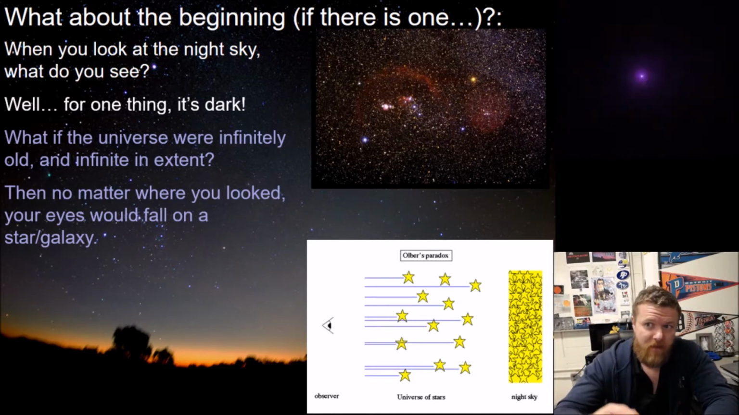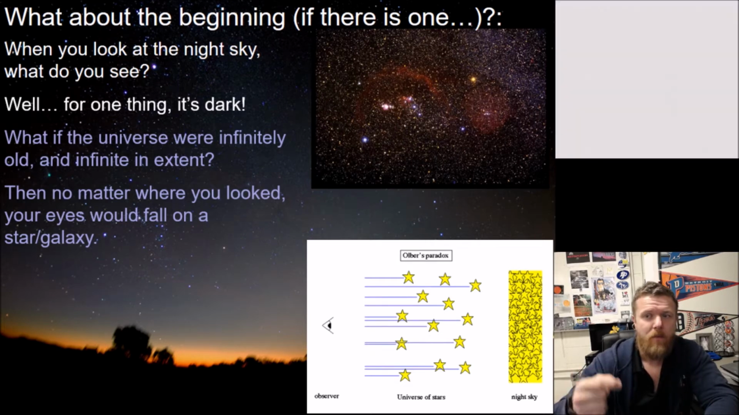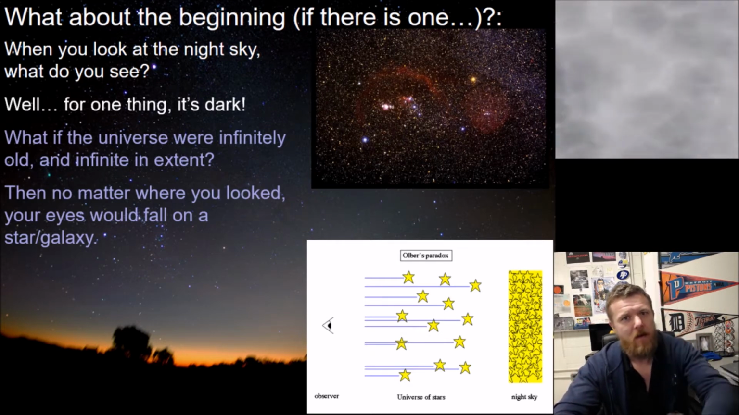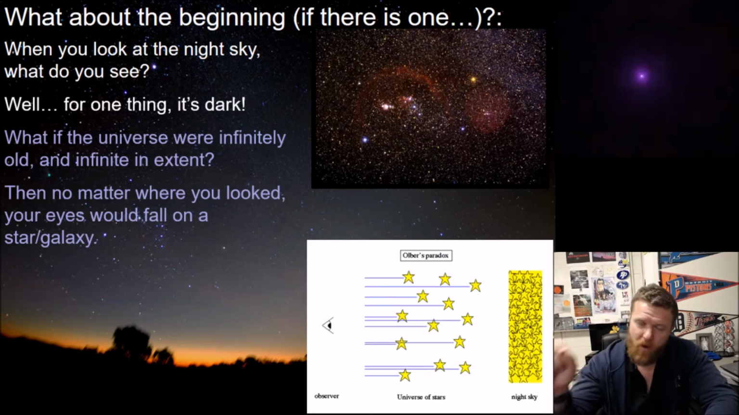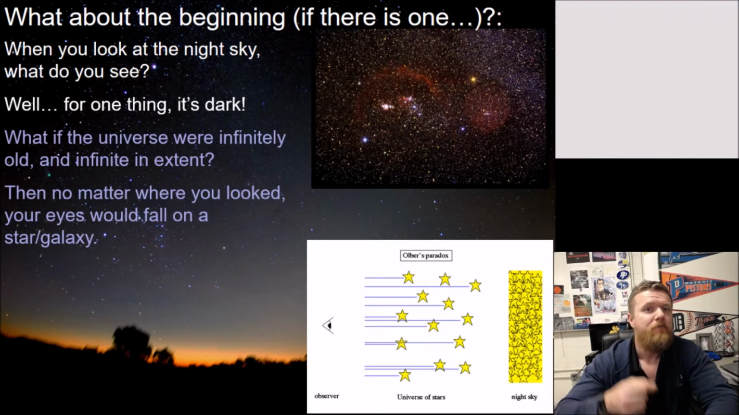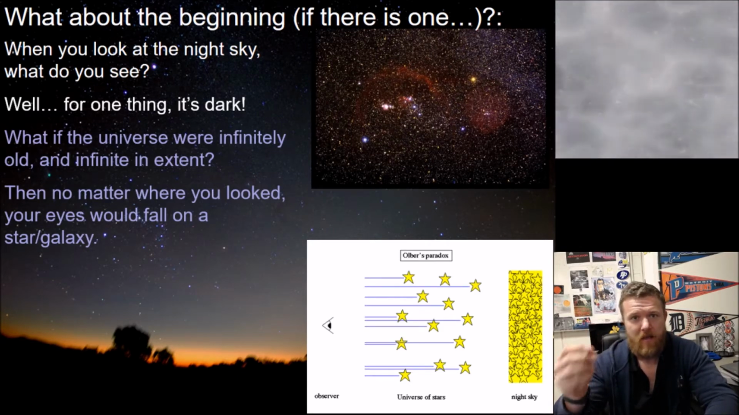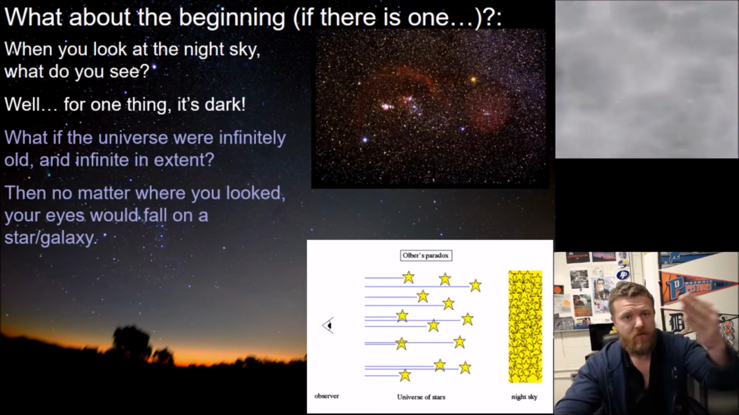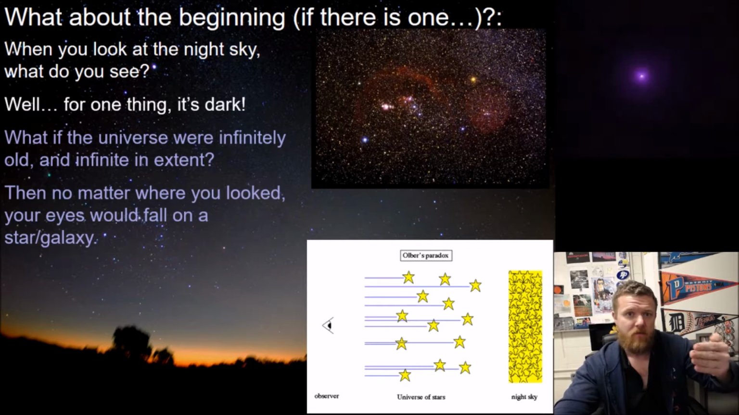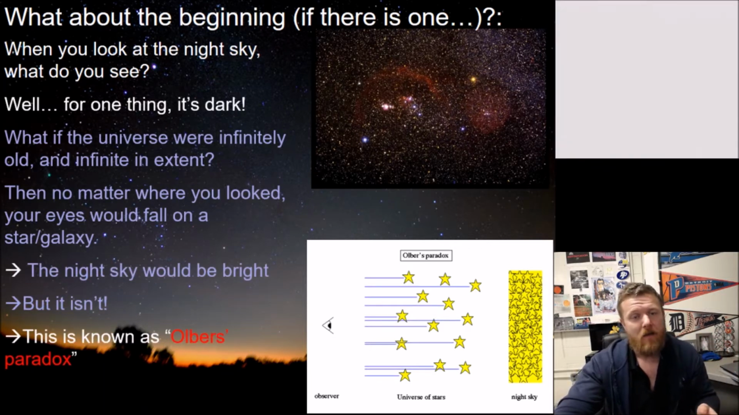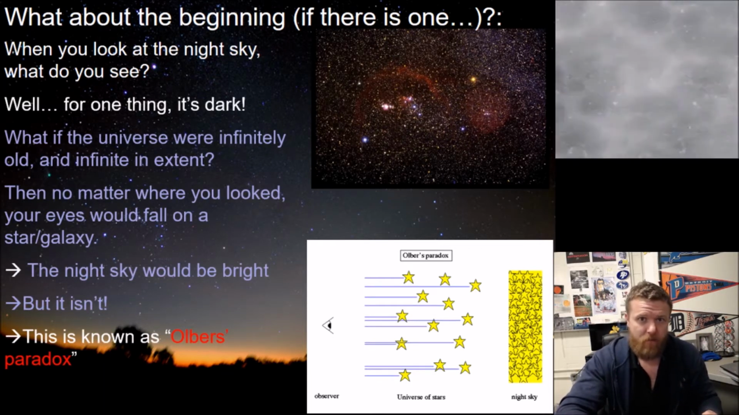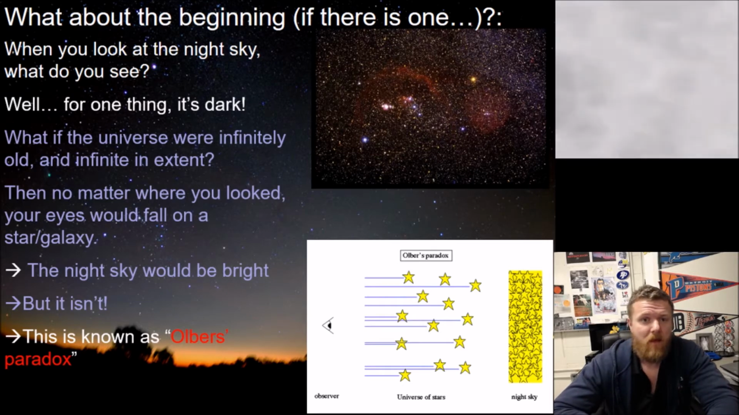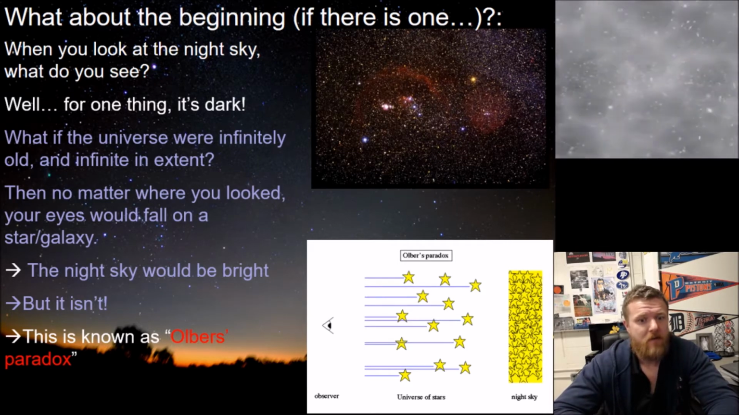If the universe was infinite in time, there would be enough time for that starlight to get to your eye. So no matter where you looked in the night sky, you would be looking directly at a star. No matter where you turned your head, your line of sight would end on the surface of a star. And the night sky would be very, very, very bright. But it isn't. And this is what's known as Olbers' paradox.